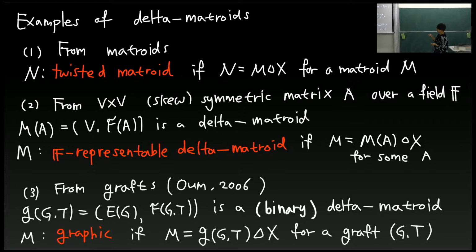The second example comes from skew-symmetric matrices. Given a V by V skew-symmetric or symmetric matrix A defined over a field F, we already observed that M of A is a delta-matroid because F of A satisfies the symmetric exchange axiom. So we say that a delta-matroid M is an F-representable delta-matroid if M is equal to M of A up to twisting for some symmetric or skew-symmetric matrix defined over a field F.